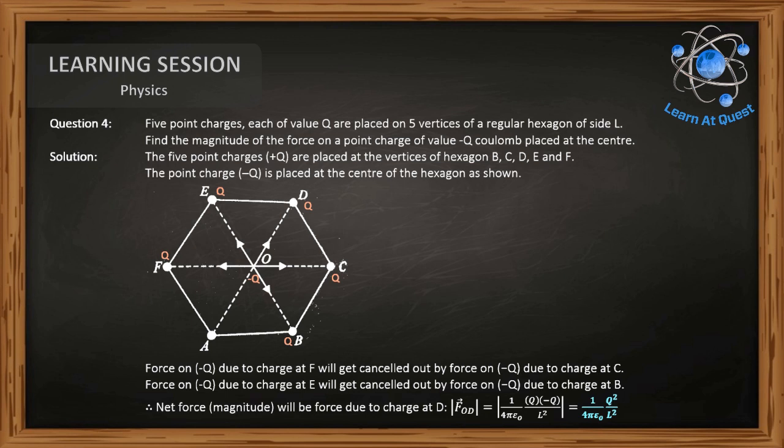Hence, the magnitude of the force acting on the charge kept at point O is equal to 1 by 4 pi epsilon naught q square by L square. Also notice that the distance L is the distance between points O and D. Now, in a hexagon, this distance will be equal to the side of the hexagon, as ODC is an equilateral triangle. Hence, all the sides will be equal to L.